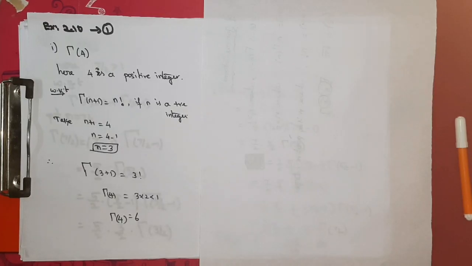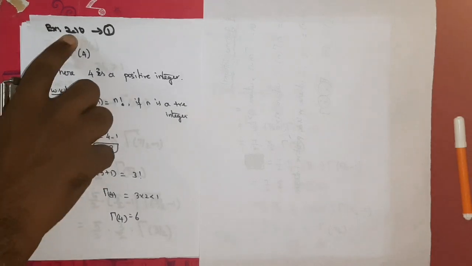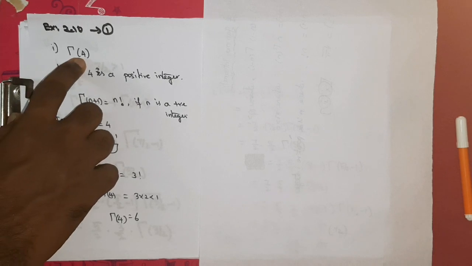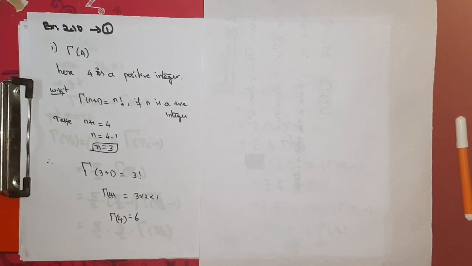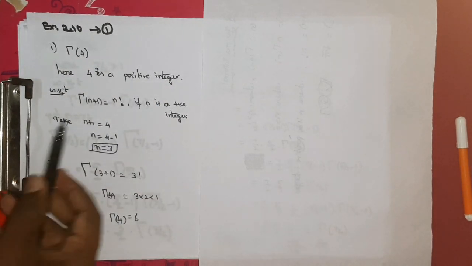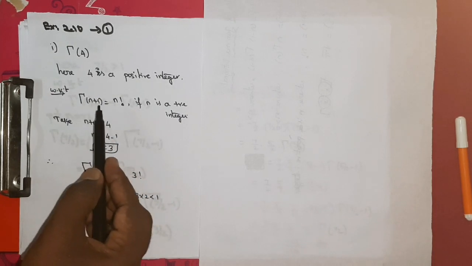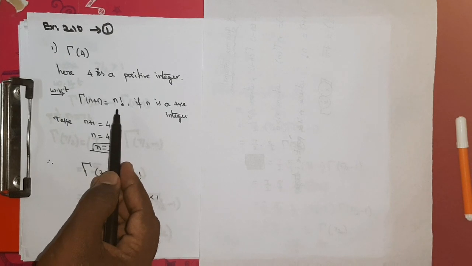Now the next sum, which is based on the same type. So exercise number 2.10, the first sum, first solution. We have to find the value of gamma 4. So now 4 is a positive integer, we can recognize. Okay. So now we can use this formula. When the value is a positive integer, then you can use it. So what is gamma of n plus 1 equal to? It is equal to n factorial.